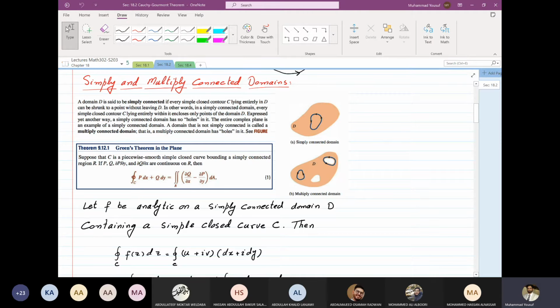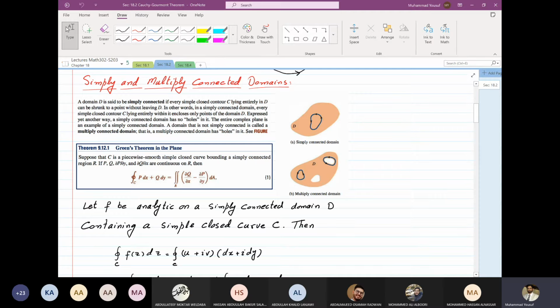And the mathematical definition is that if you make any curve in the region, if inside domain D we make any curve, then we can shrink this curve to a single point without leaving the region.